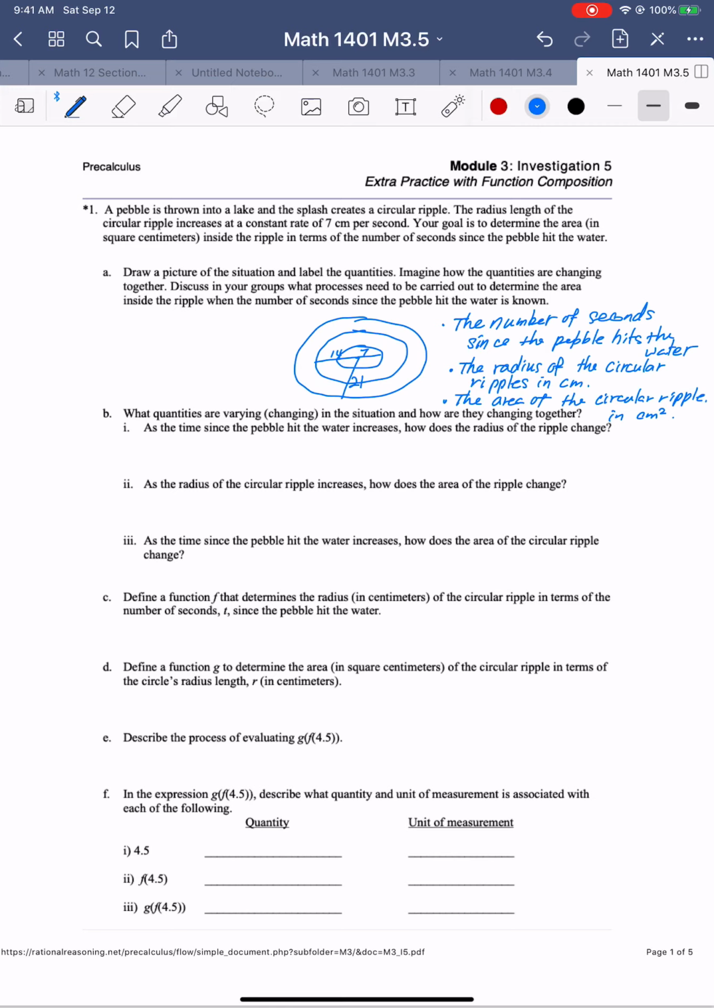All right, B. What quantities are varying in the situation, and how are they changing together? As the time since the pebble hit the water increases, how does the radius of the ripple change? It increases. But how? At a constant rate of 7 centimeters per second. And then number 2: as the radius of the circular ripple increases, how does the area change? Of course, the area increases too. And then number 3: as the time since the pebble hit the water increases, how does the area of the circular ripple change? Yes, the area increases, right?